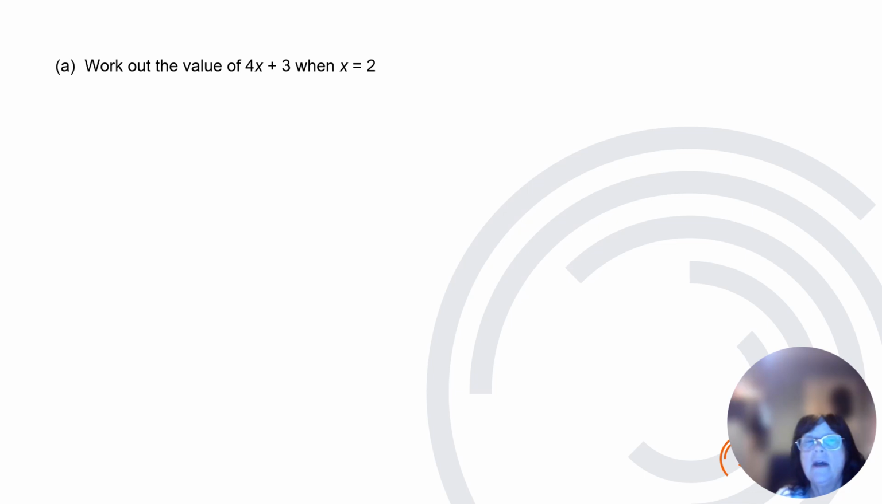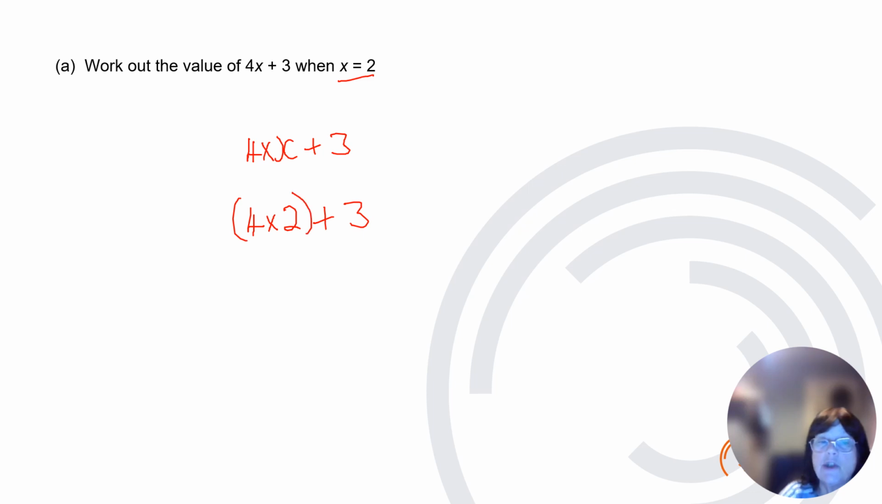Here's another BIDMAS question, but it's a very basic one. x equals 2. So 4x plus 3 means 4 times x, plus 3. So x is 2, so what this actually means is 4 times 2 plus 3. Now, there is no brackets. There is no indices. So we do division or multiplication, whichever comes first. So we need to do this bit first. So it becomes 8 plus 3, which is 11. So 11 on that one, nice and simple.